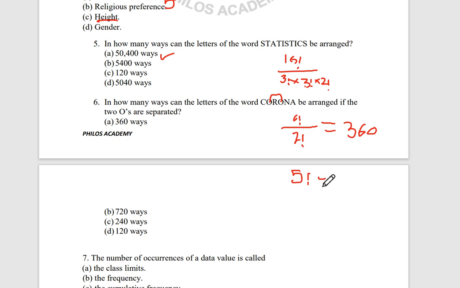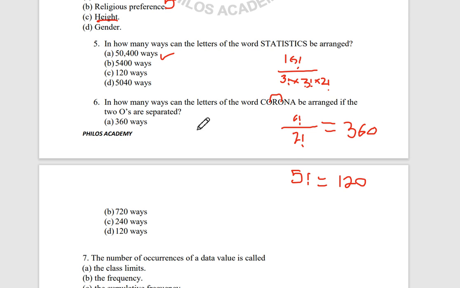So 5 factorial gives you what? 5 factorial means 5 times 4 times 3 times 2 times 1. That's the meaning. So 5 times 4 is 20, right? 20 times 3 is 60, times 2 is 120, times 1 is also 120. So if the 2 O's must be together, you get 120 ways.